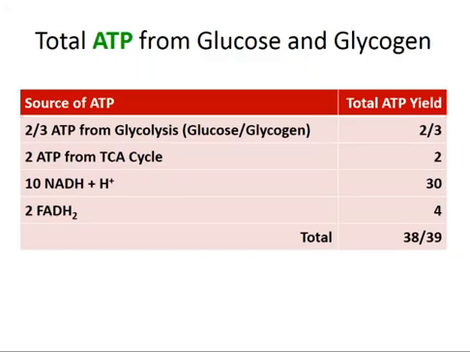So this is the total ATP from glucose and glycogen. So we go from a small amount of ATP directly from glycolysis and the TCA cycle up to 38 to 39 when the reducing equivalents are used by the electron transport chain.